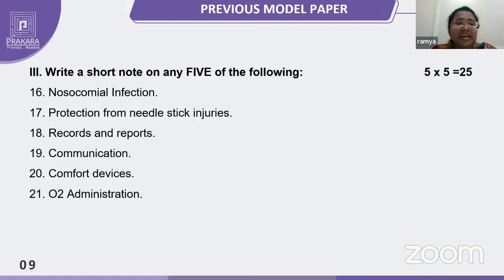Last but not least, they have given a sixth question, that is the 21st question, oxygen administration. What is the definition of oxygen administration? You should write the indications, the conditions in which we administer oxygenation. We have to mention the signs and symptoms indicating the need for oxygenation, and the role of the nurse, and you can also formulate the nursing diagnosis in this question.